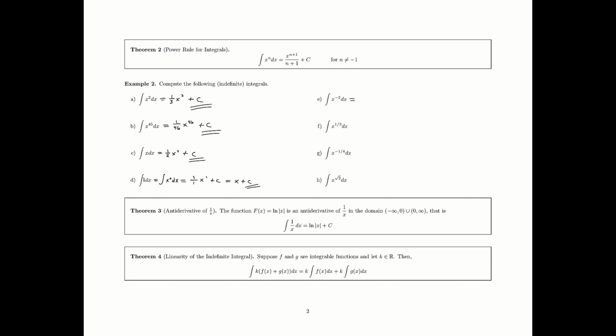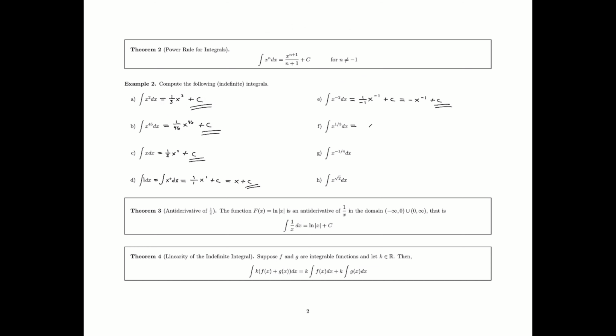Here, the negatives get a little trickier. So our new exponent's going to be -1, so then we'll divide by -1. Which we could just write more simply as -x to the -1 plus c.